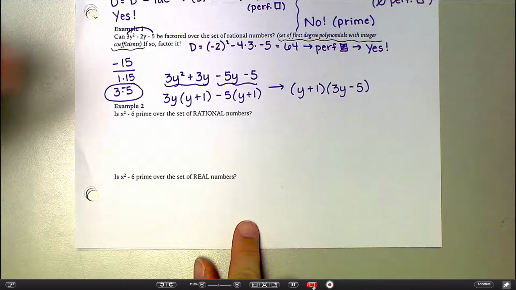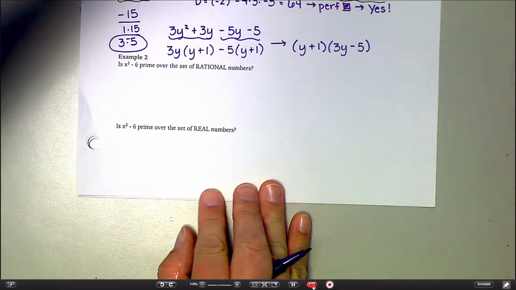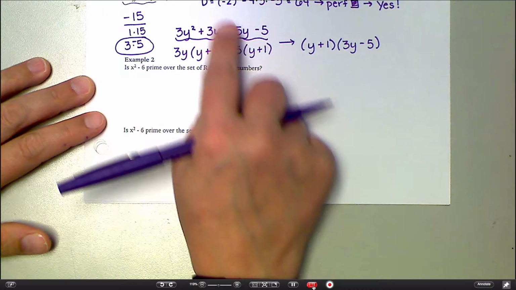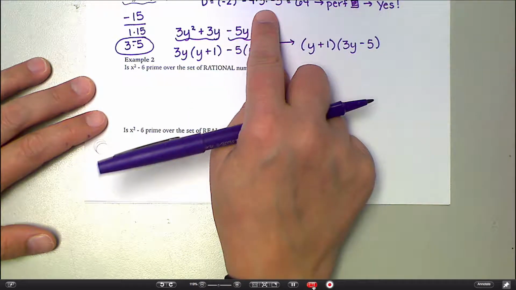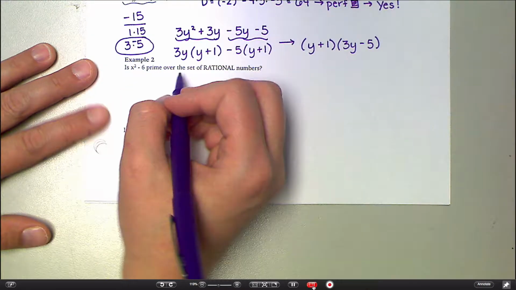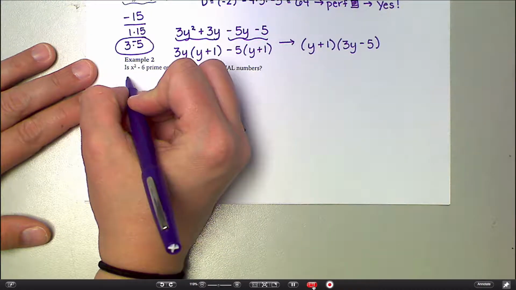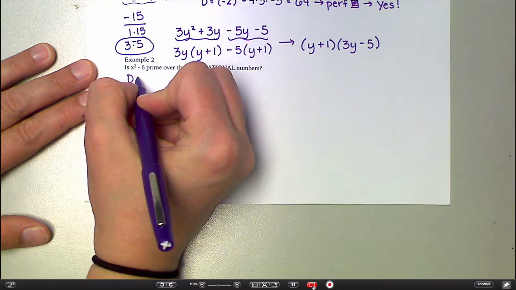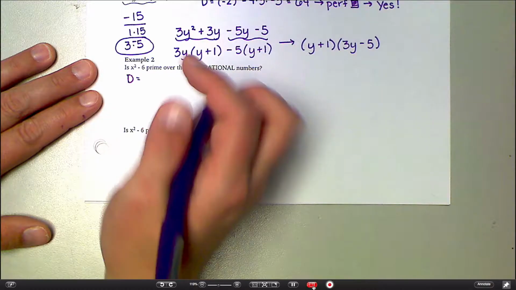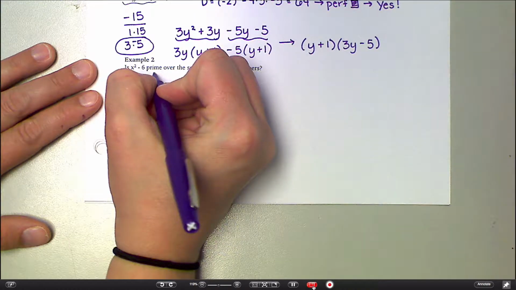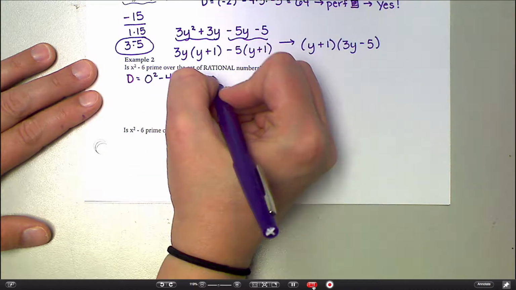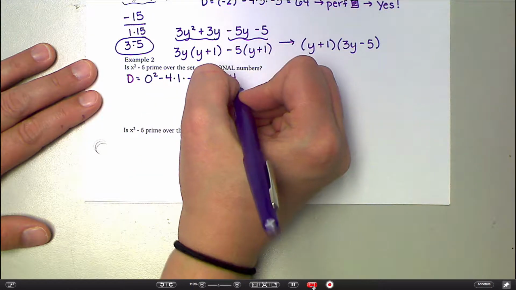So, okay. Example 2. Is x squared minus 6 prime over the set of rational numbers? And remember, this discriminant test that we've been doing is a test for the rational numbers. So if I'm asking, is it prime or can it be factored, I'm going to check my discriminant. In this case, my b value would be 0. So I'm going to say 0 squared minus 4 times 1 times negative 6, and I come out with a positive 24.